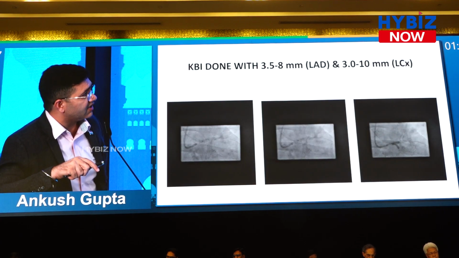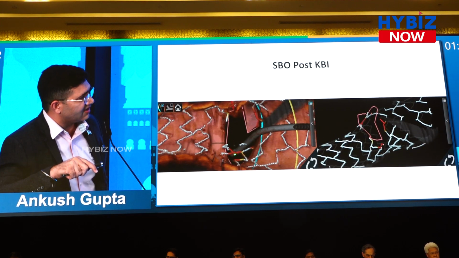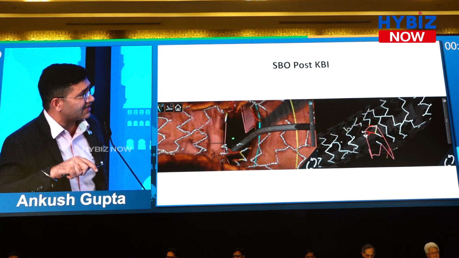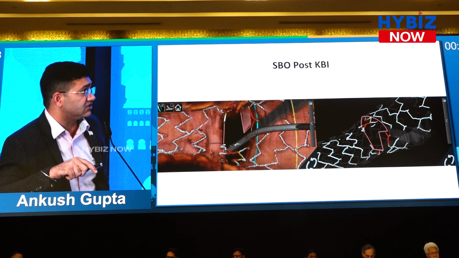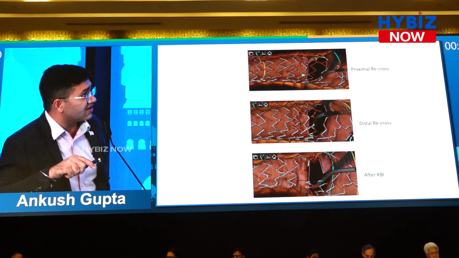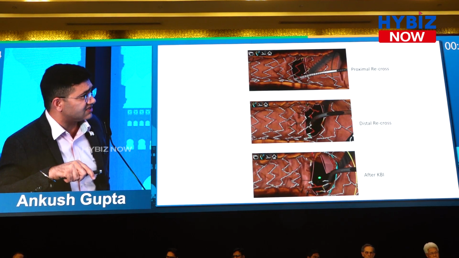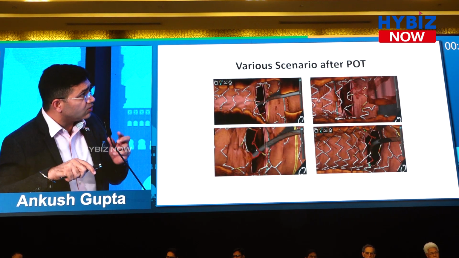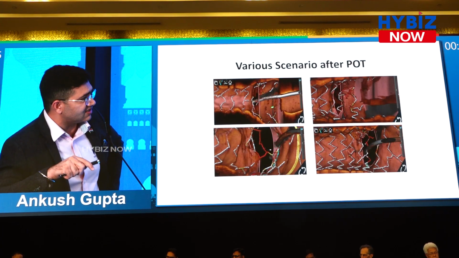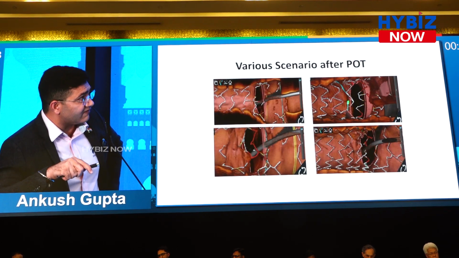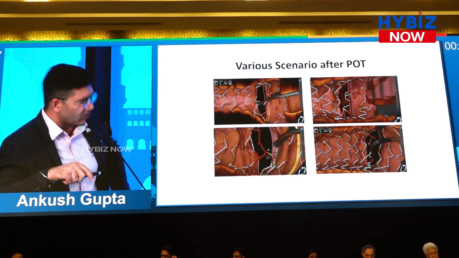Let me show you what happened after KBI. After doing KBI, can you see that the link never broke? That is the problem when you have a link type of carina. Even after KBI, there will be some stent struts hanging across the side branch ostium. So this is the proximal recross example of a link type of carina. I went distally, but this is the link. There are some stent struts hanging across the side branch ostium. When you do an appropriate POT, many times you may not have any stent strut across the side branch ostium. You may have a link-free type of carina. Can you see there is no link at the carina? You may have a link type of carina, and this is an example of distal recross.